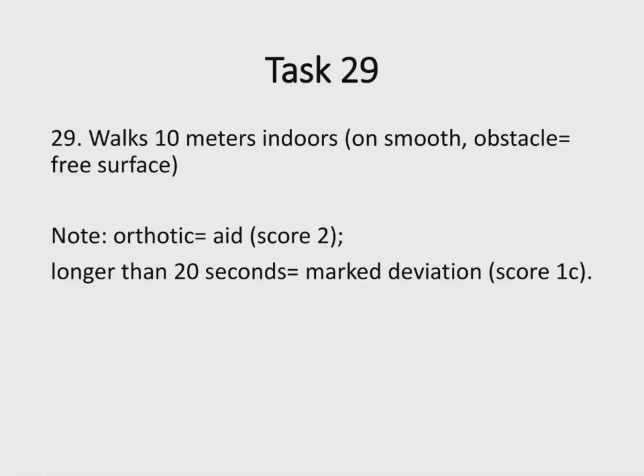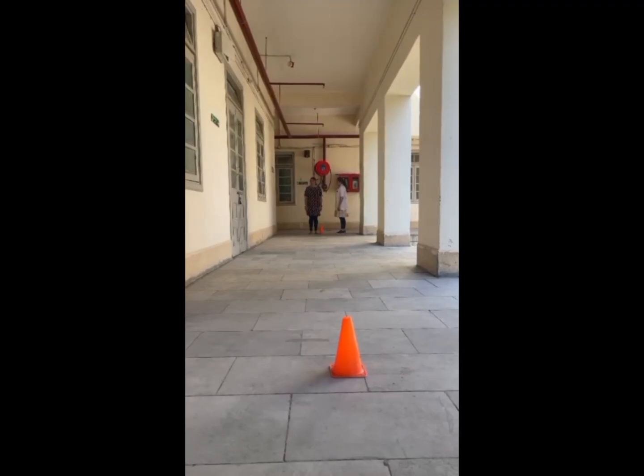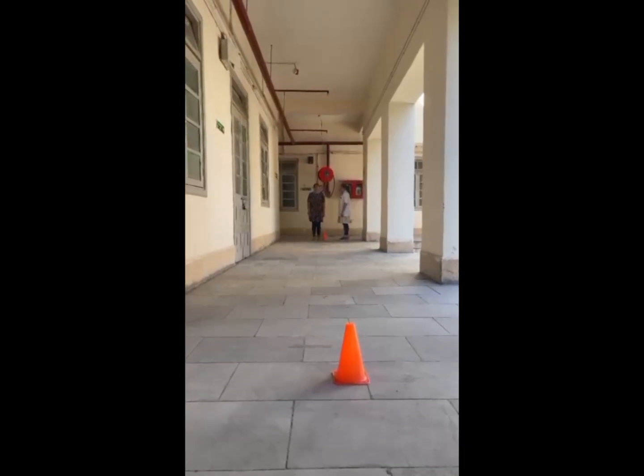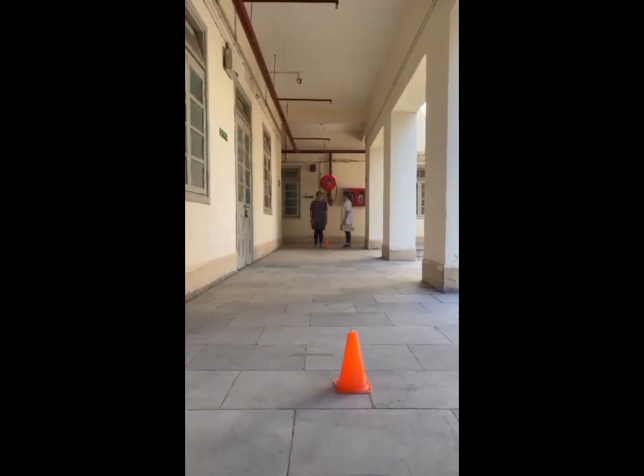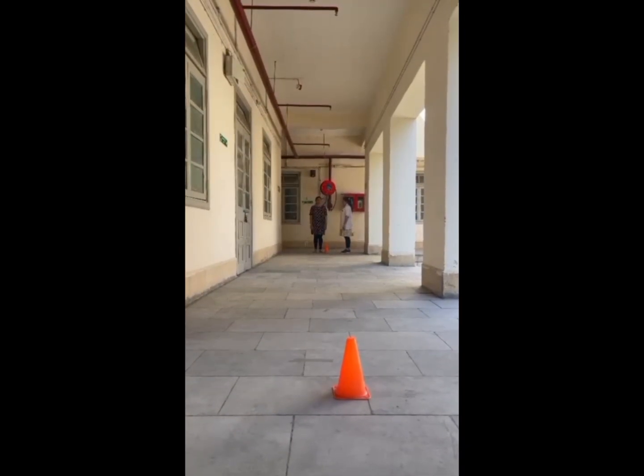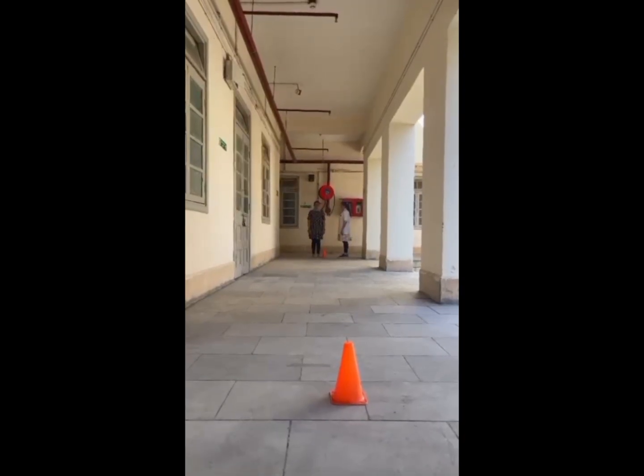Task 29. Walks 10 meters indoors. Note, if orthotic is used, then score 2 is given. And if it takes longer than 20 seconds, it is equal to mark deviation and score 1C is given. Ask patient to please walk in a straight line from one mark point to another mark point.